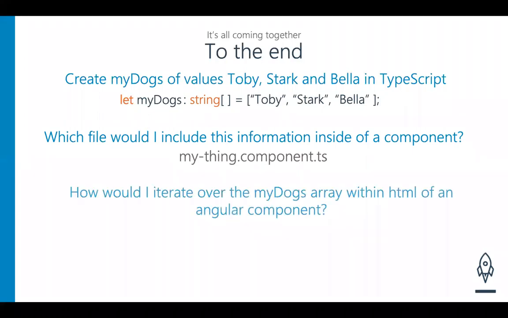Very good. So continue on, how would I iterate over the myDogs array within the HTML of an Angular component? You need an ngFor. Very good, I heard it. NG. Absolutely ngFor. So let's take it one step at a time here. I'm going to give us an unordered list with that UL inside of those pointing brackets. And we're going to start with a list item, so LI. So what was that command that we needed to do? Star ngFor. Very good. Star ngFor equals, and then what is next?